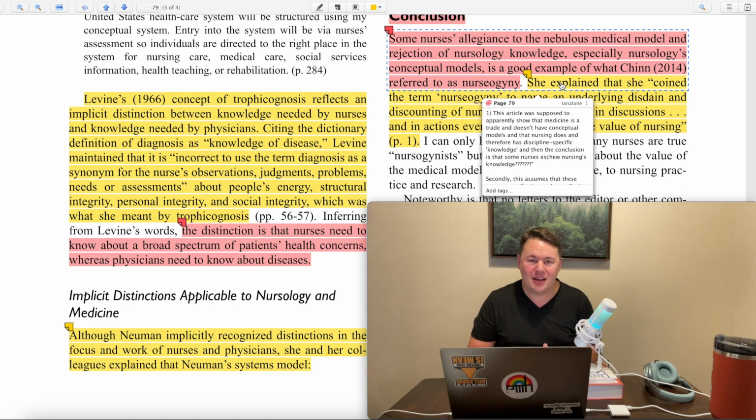Give me a break. This whole paper was supposed to be about showing us how medicine is a trade and doesn't have domain-specific knowledge, but discipline-specific knowledge predicated on conceptual models of nursing flow from nursing models, nursing theories, and therefore we have formal knowledge and we are a discipline, whereas medicine is not. It's a trade. What even is this paper if this is the conclusion of this paper?